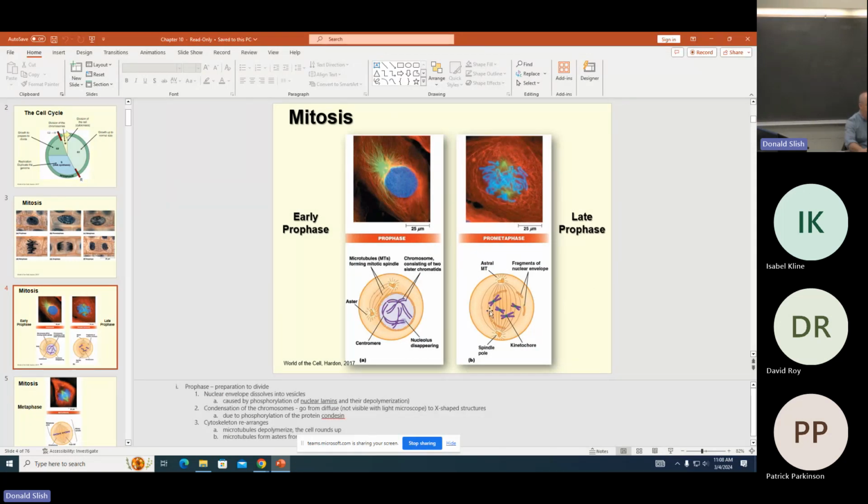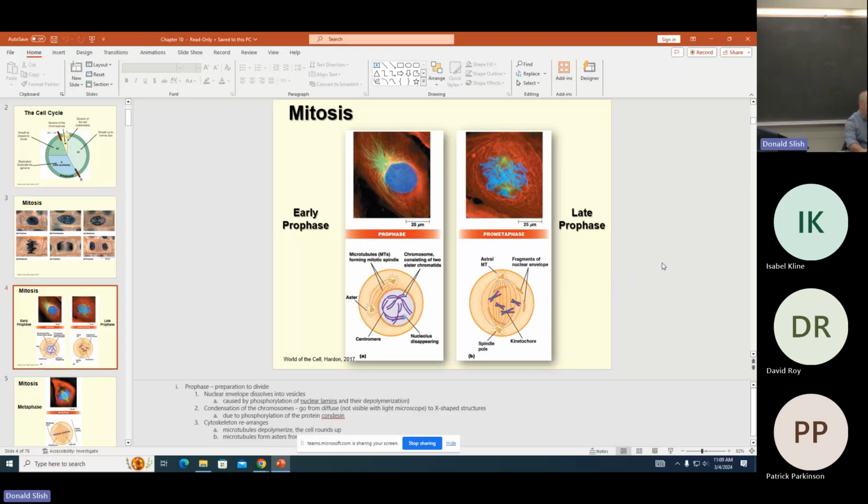The nuclear membrane is totally gone. Your asters are at the poles, and your microtubules of the mitotic spindle are going throughout the whole cell here. And they're attaching to the center of the chromosomes, and that is called the kinetochore. Kinetochore is the proteins that are attached to the centromere of the sister chromatids. So we'll talk more in depth about that in a minute.